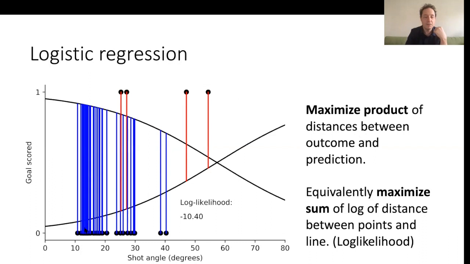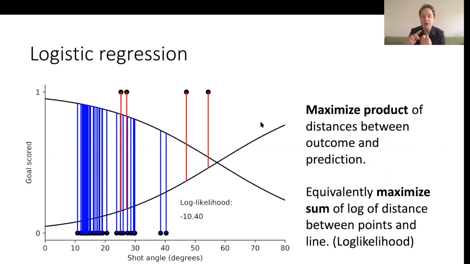So for this shot angle, we might be predicting that with a 95% chance you don't score a goal. So we take that distance. And then we maximize the product of all of those distances. So we take all of these distances here between the goals that weren't scored and the probability of it not being scored. And we take all of the distances between the goals that were scored and the probability it was scored. And we multiply all of these together. And that gives us the probability of this particular set of data given the model that we've set up here.